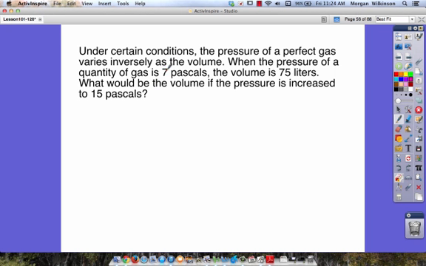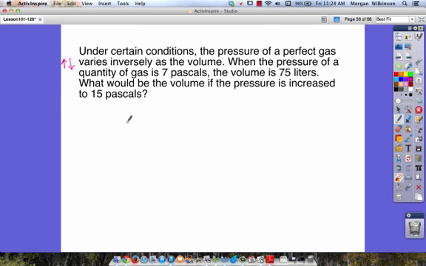Under certain conditions, the pressure of a perfect gas varies inversely as the volume. Inversely. As one goes up, the other goes down. When the pressure of a quantity of gas is 7 pascals, the volume is 75 liters. What would be the volume if the pressure is increased to 15 pascals?